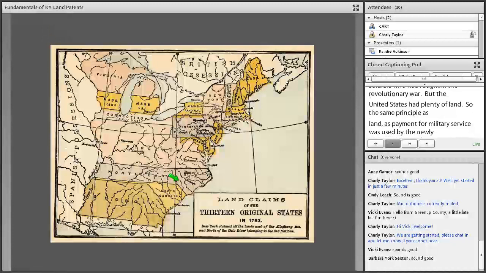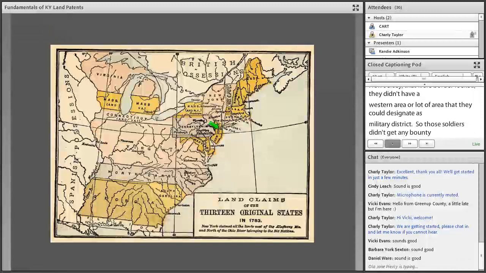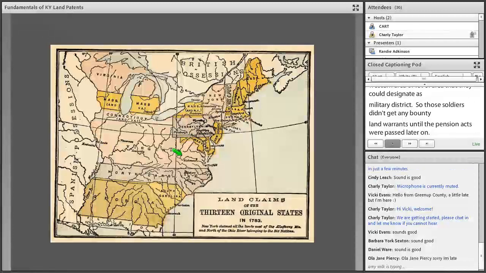Each colony devised its own system of payment, the amount of land that would be paid, and where the military districts would be located. There are some states, and let's see, you know, back up here to New Jersey, that were border locked. They didn't have a western area or a lot of area that they could designate as a military district. So those soldiers didn't get any bounty land warrants until the pension acts were passed later on. But on the other hand, Virginia had quite a bit of territory to grant as payment to soldiers who had served.